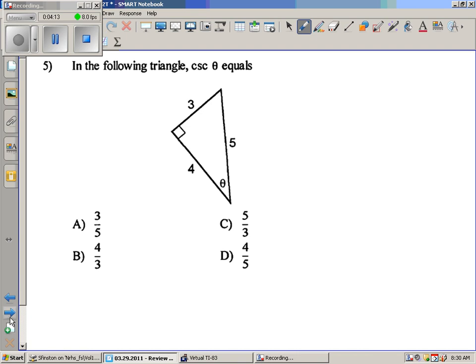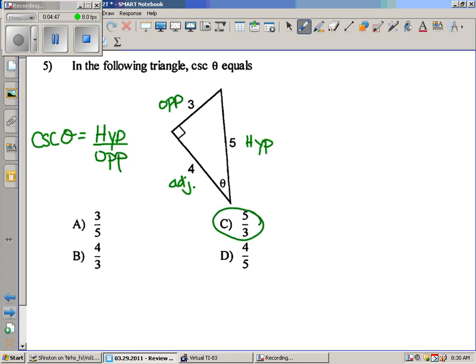Well, let's label up our triangle. That's the hypotenuse. If this is theta, this is the adjacent side, and then this is the opposite. So what's the cosecant? No two cos go together. So which one does cosecant match with? Sine. And cosecant is the reciprocal. So cosecant of theta, let's write this down for everybody watching on the internet, is the hypotenuse over the opposite side. 5/3. That's it.